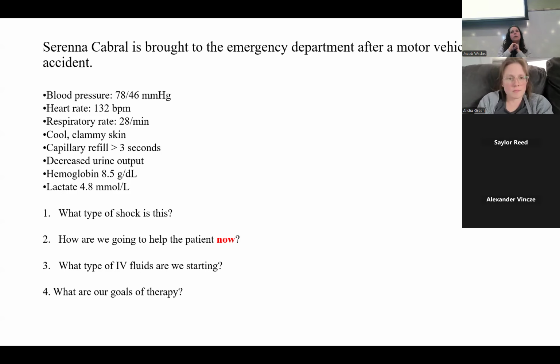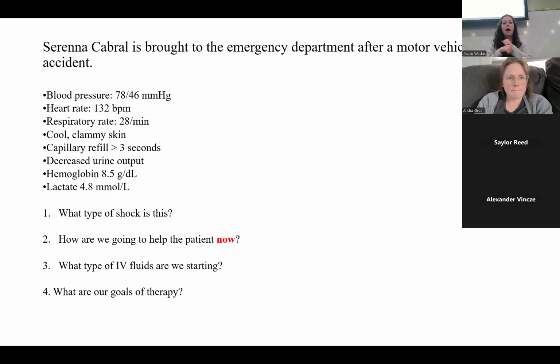What type of fluids are we starting? Crystalloids. Lactated Ringer's. Okay, for those that couldn't hear, normal saline, lactated Ringer's, your crystalloids. I don't know if they went over with you, but there's a rate of administration for some of them that you could start with. It's 30 milliliters per kilogram of an IV crystalloid fluid.